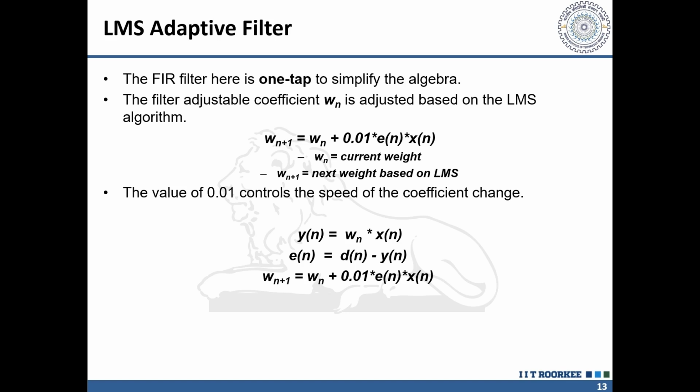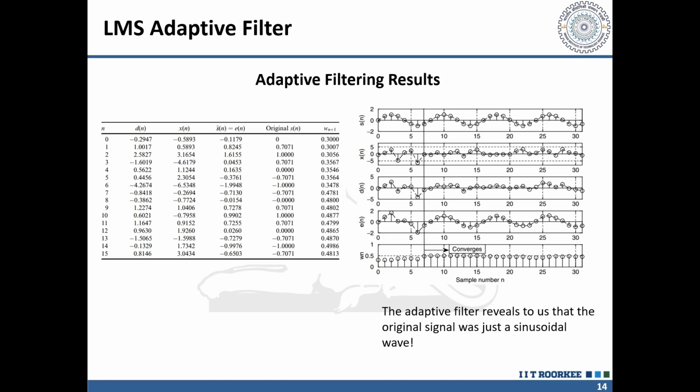So, with the LMS adaptive filter, and with the help of the table given here, which contains the values for all the signals at different sample points, we were able to obtain the original signal from the distorted signal. The adaptive filter revealed to us that the original signal was just a sinusoidal wave.